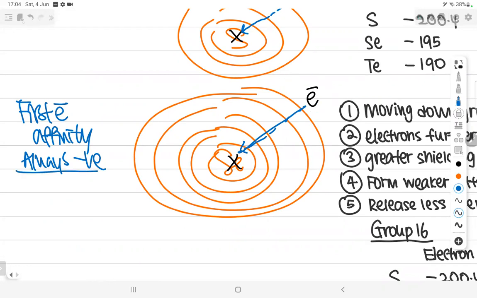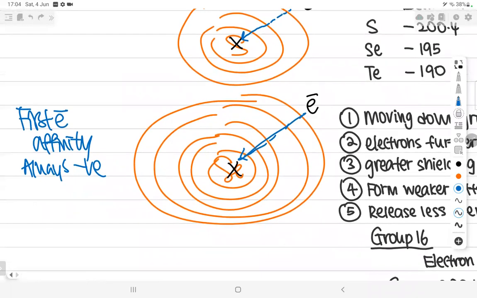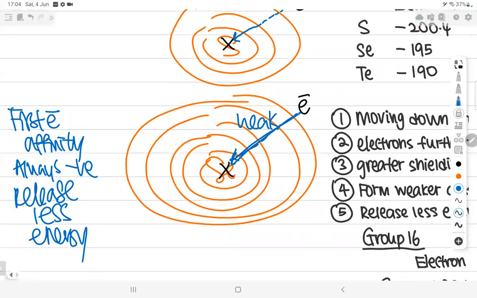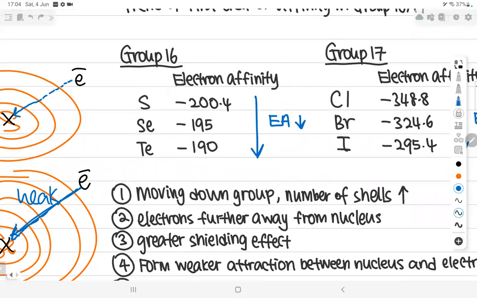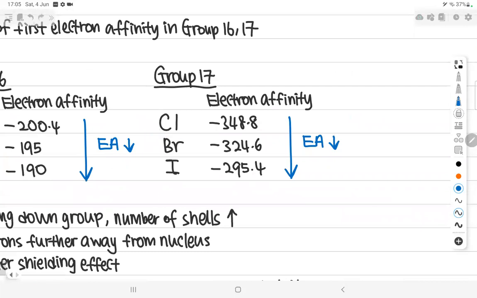So when the electron is far away from the nucleus, the attraction you form is weak, so you release less energy. So the electron affinity value becomes lesser. You see? From negative 200, lesser, negative 195, lesser, negative 190. Same thing in group 17. Chlorine, when it forms attraction with the electron, releases 350. Bromine releases only 324. Iodine only releases 295. They release less and less energy.